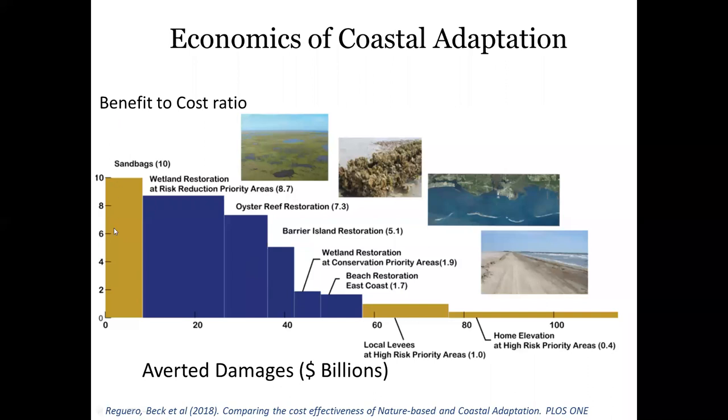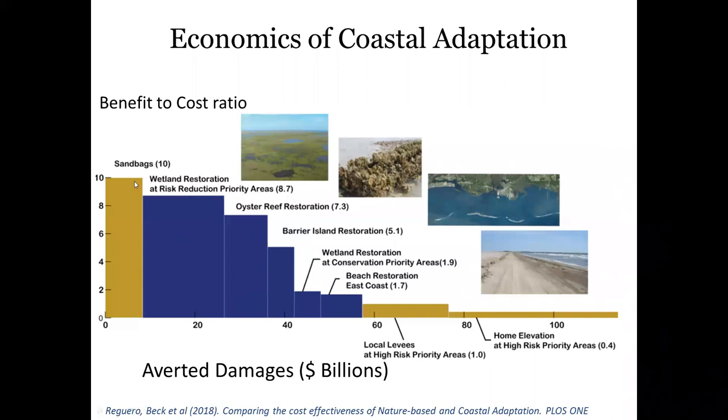What you're looking at here, the height of the bar represents the benefit to cost ratio of those measures for averted damages. And this is the averted damages, or the benefit across the bottom, in billions of dollars. So height of the bar indicates a benefit to cost ratio. The higher the bar, the more cost effective the measure. The wider the bar, the greater the total averted damages.